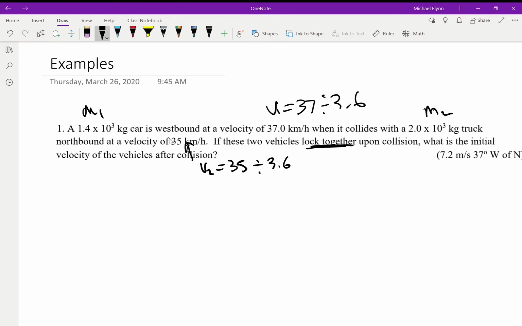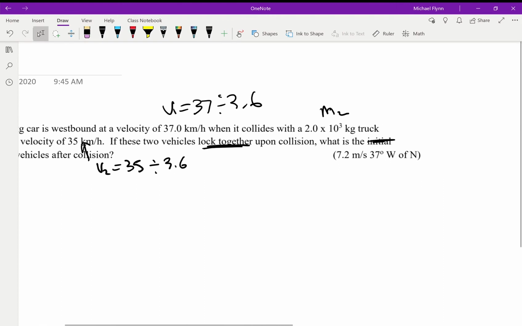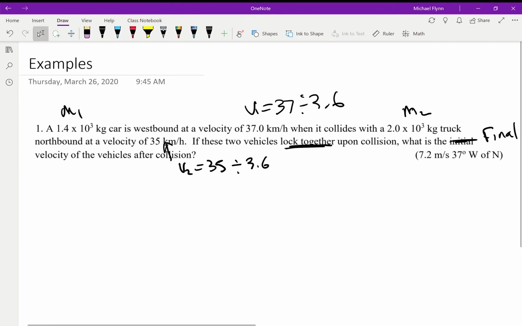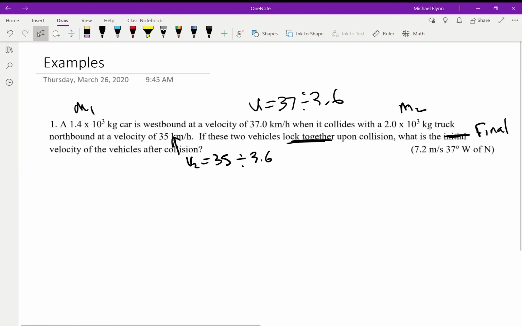That is not well worded. They should say the final velocity after the collision, I would say. I know what they're trying to say there, but it's just better worded that way. So how do you do a question like this? Well, let's just go ahead and do it.